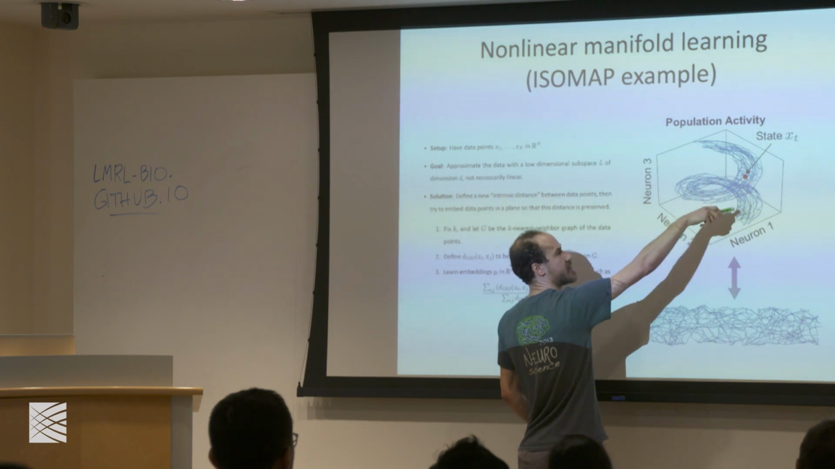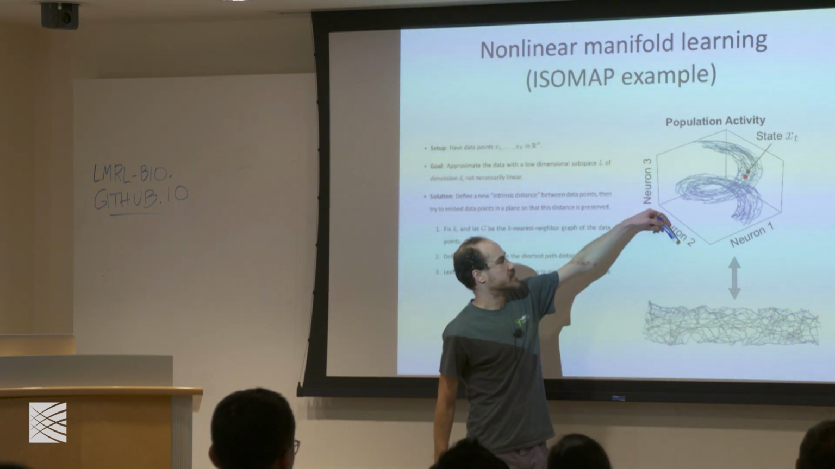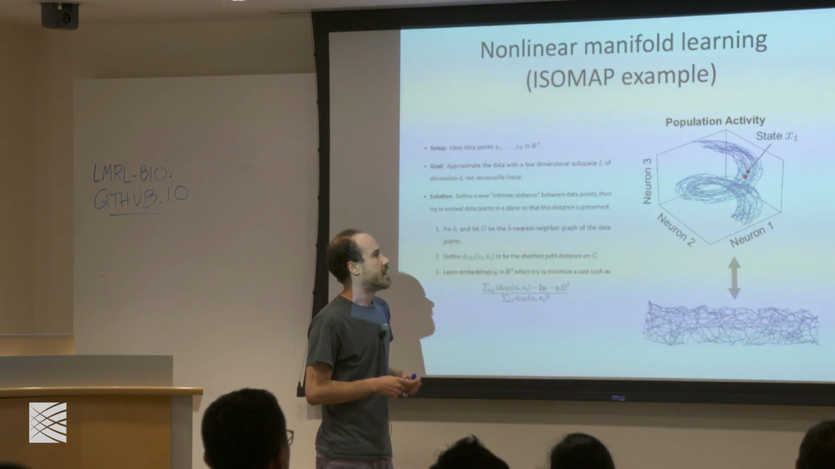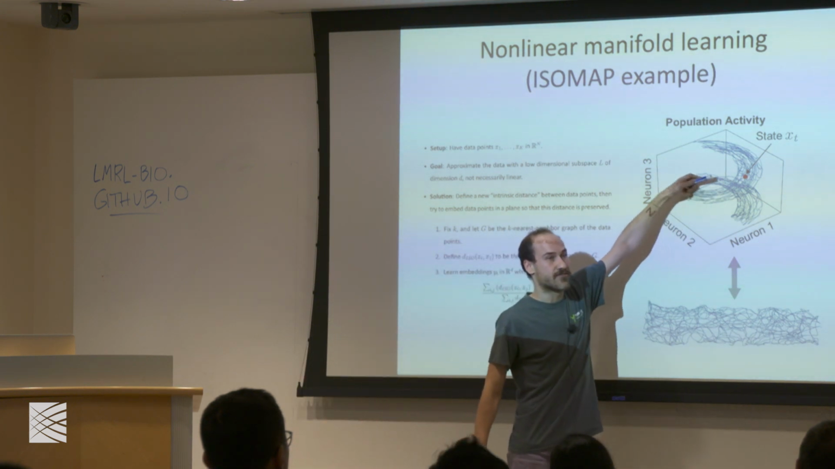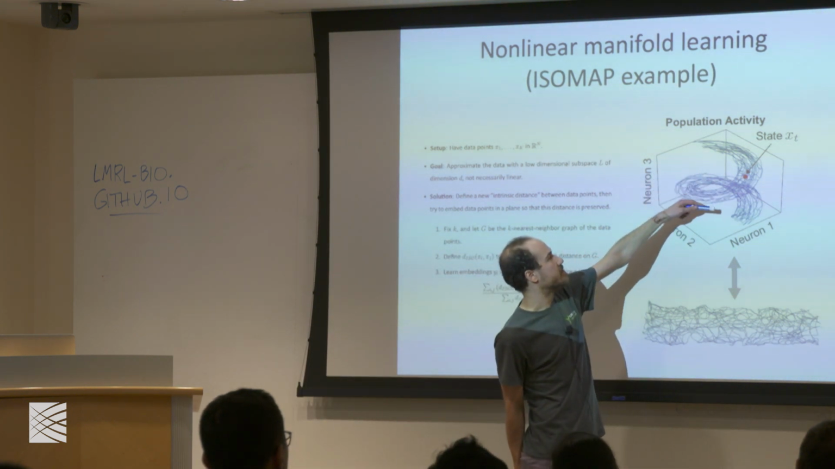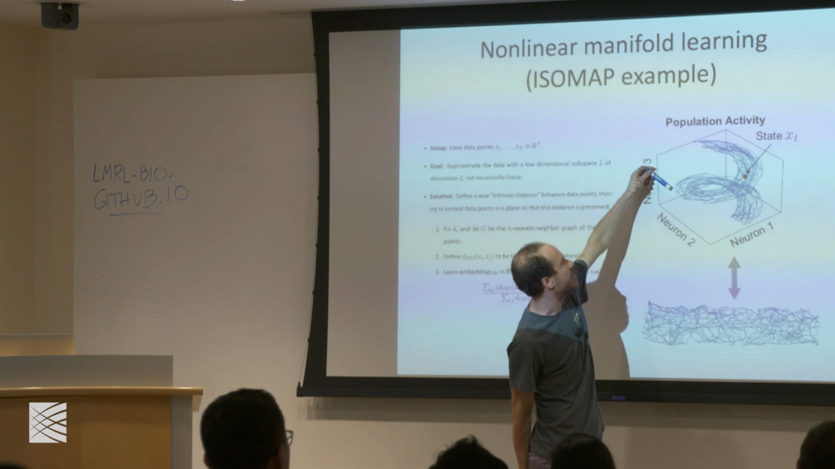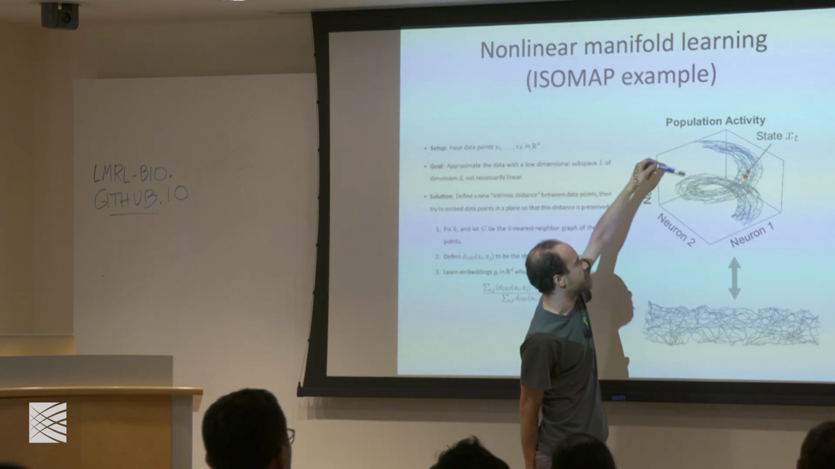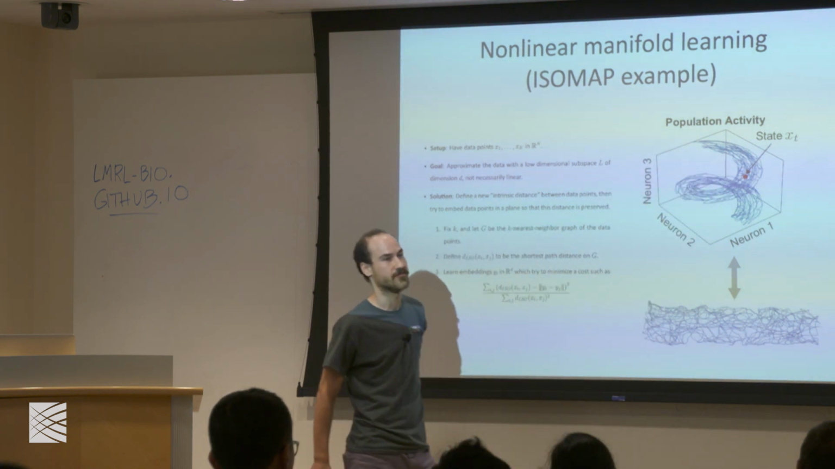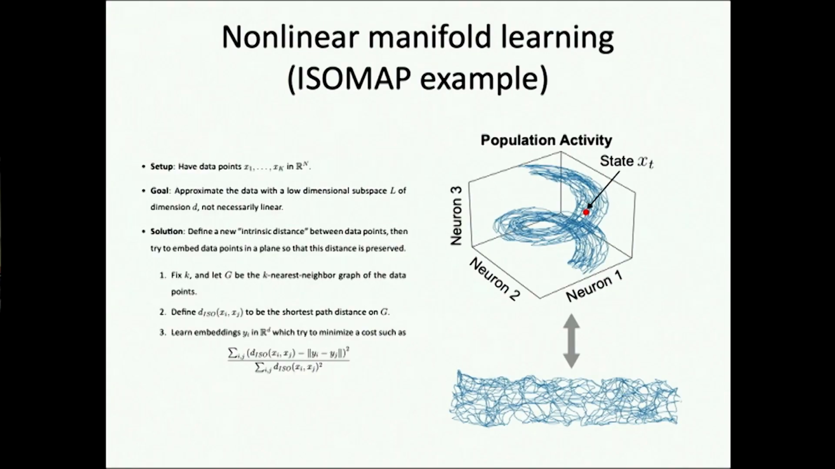I drew them rather as trajectories. And we have these three axes, neuron 1, 2, and 3. But basically some kind of structure or correlations in the activity results from the fact that the trajectories are not filling up this whole space, but lying on some, in this case, two-dimensional or ribbon-like spiral manifold.